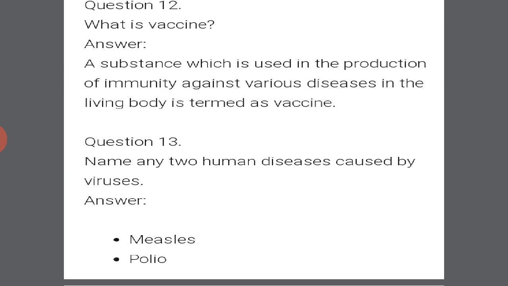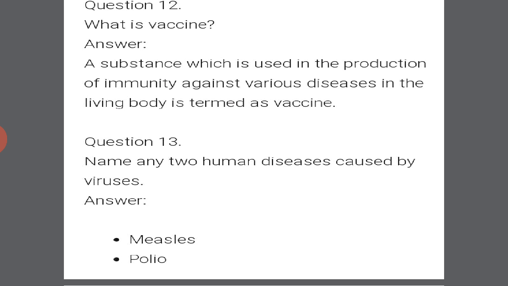Next is: what is a vaccine? A substance which is used in the production of immunity against various diseases in the living body is termed a vaccine. A substance which increases our immunity and fights against the disease is called a vaccine.